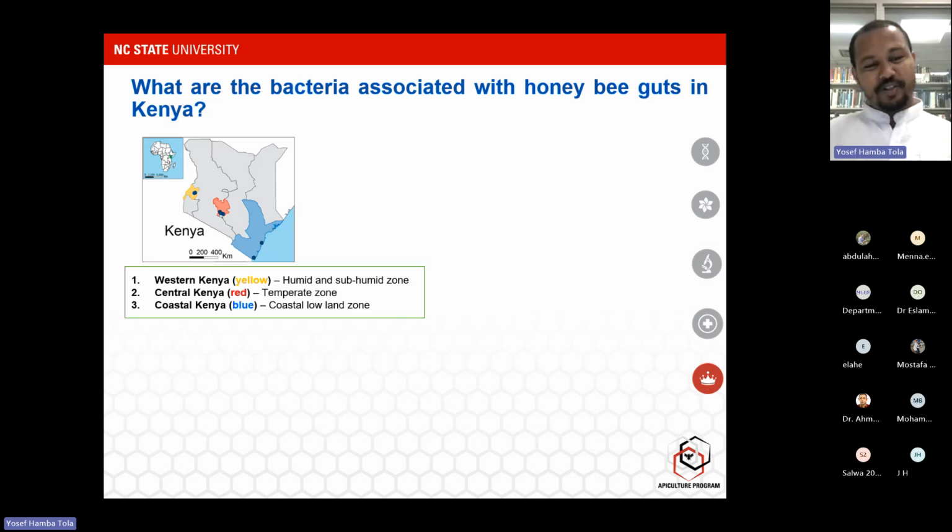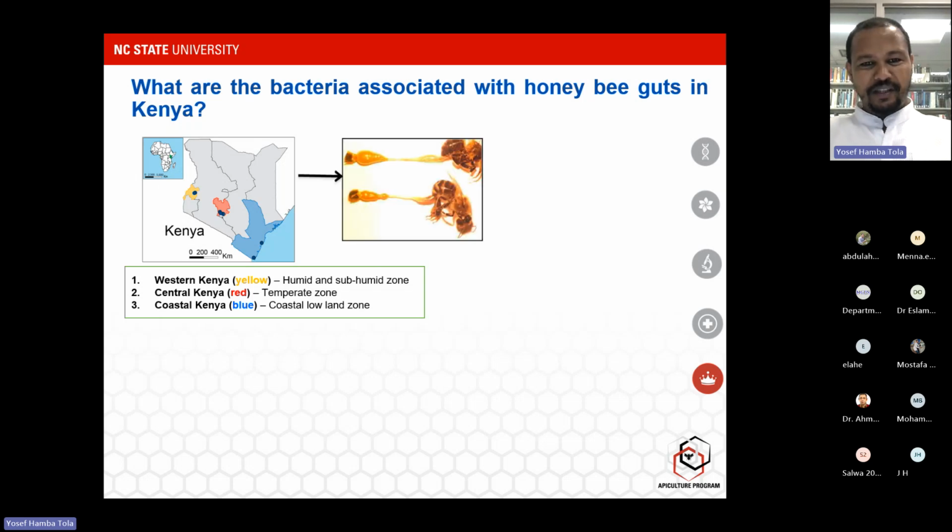So, to answer this question, I focused on Kenya for my sample size. I focused on western Kenya, which is a humid and sub-humid zone, and I also sampled from central Kenya, which is a temperate zone, and from the coastal Kenya region, which is a coastal lowland zone. That's why I focused on different geographical locations, to get robust data to answer this question.